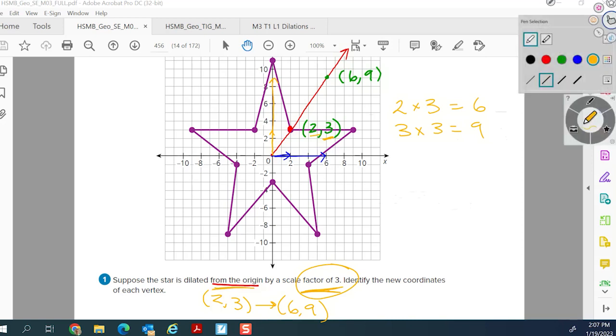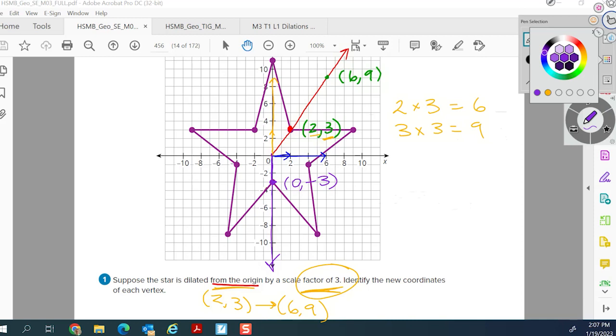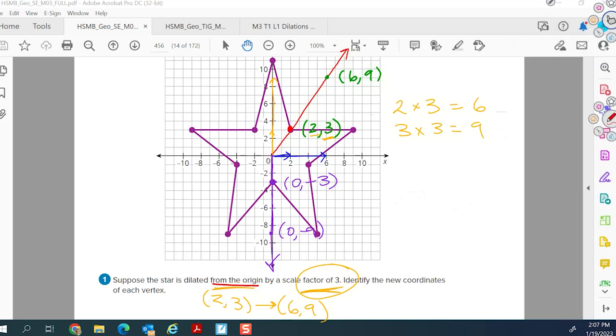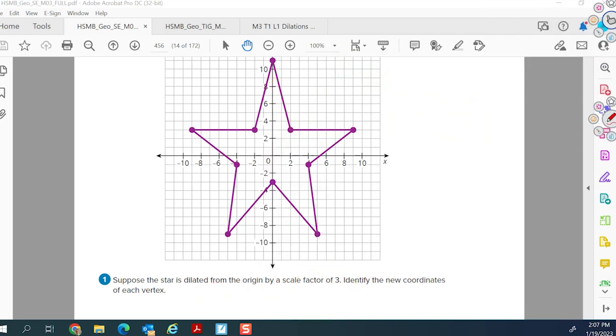Let's pick one more example point. If I pick this point down here, the point 0, -3, and I draw this line down and go that distance 3 times, 1, 2, 3, I'm here at 0, -9. Again, multiply each coordinate by the scale factor, and that would give you your image point. I just want to let you know that's a thing, as that might be useful to you later on. So that's the end of our lesson.